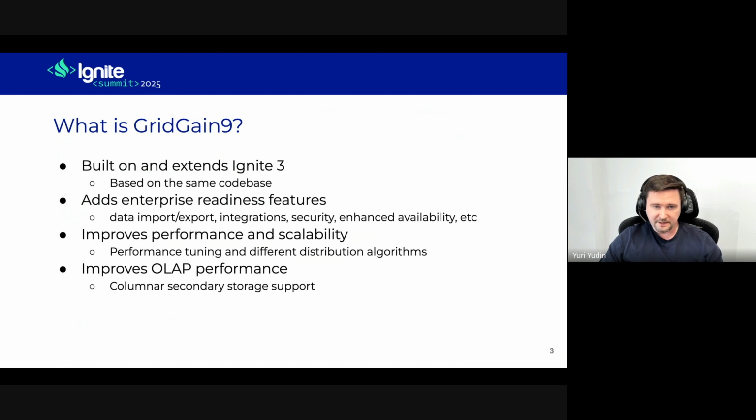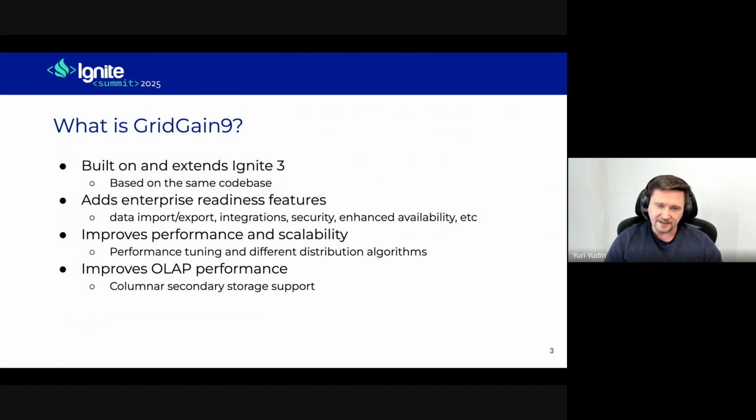So GridGain 9, as Stan already mentioned in his talk, is built on and extends Ignite 3. It is based on the same code and leverages all the good capabilities and architectural changes Ignite 3 brings, like Raft consensus-based core, serializable transactions in MVCC, dynamic configuration, and improved user experience.